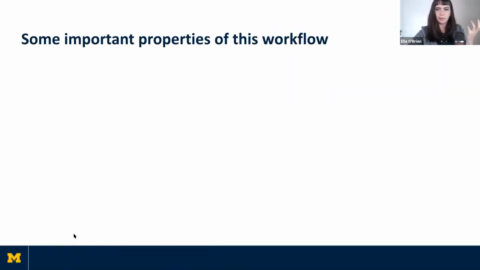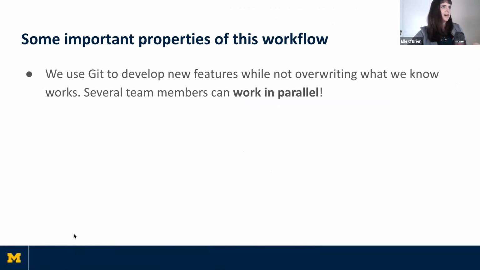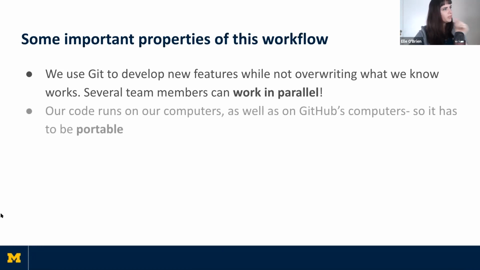So some of the important properties of this workflow to summarize. We're using Git, and that helps us develop new features while not overwriting what we know works. So several team members can be working on making changes to their code, and Git helps you deal with those changes when it comes time to merge them in, is how we say it. Our code runs on our computers, but because we're always testing it, and because we test it on GitHub Actions, which means we test it on GitHub's computers, we know it's portable. So the code can't pass the check if it can only run on my computer.